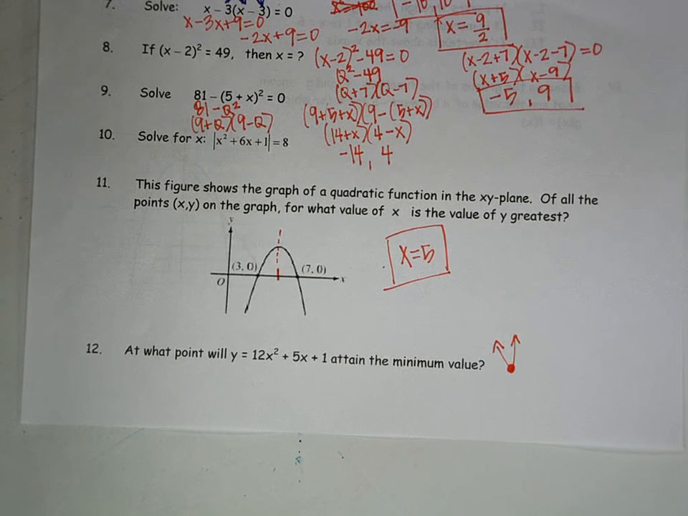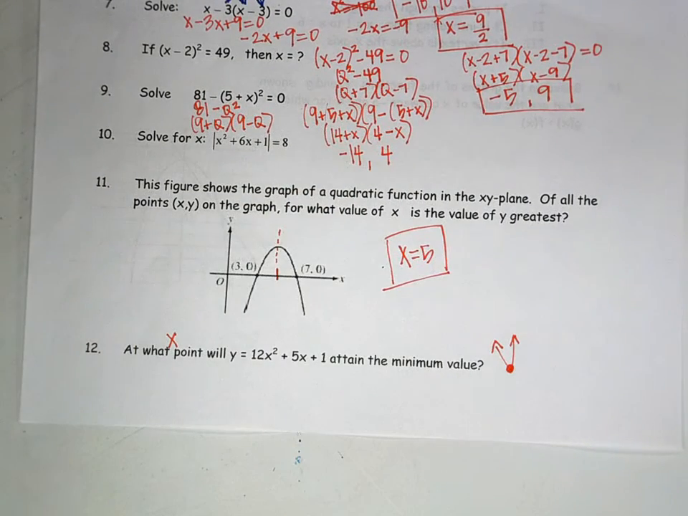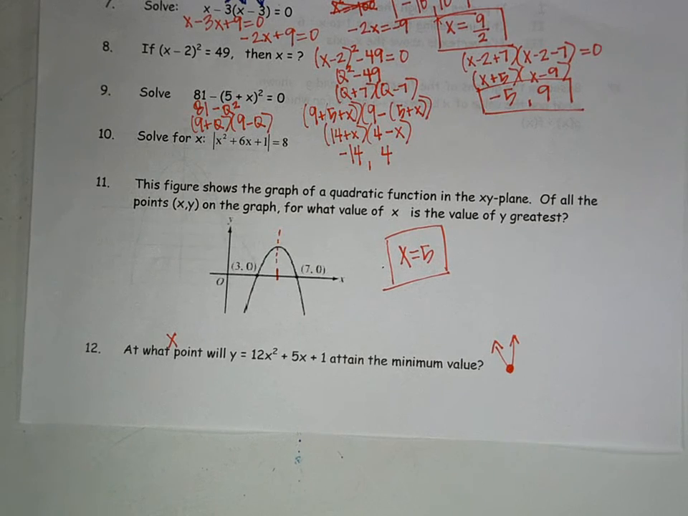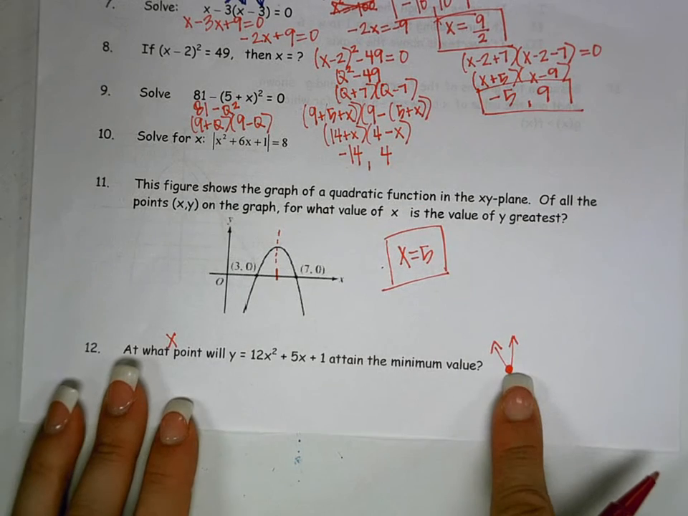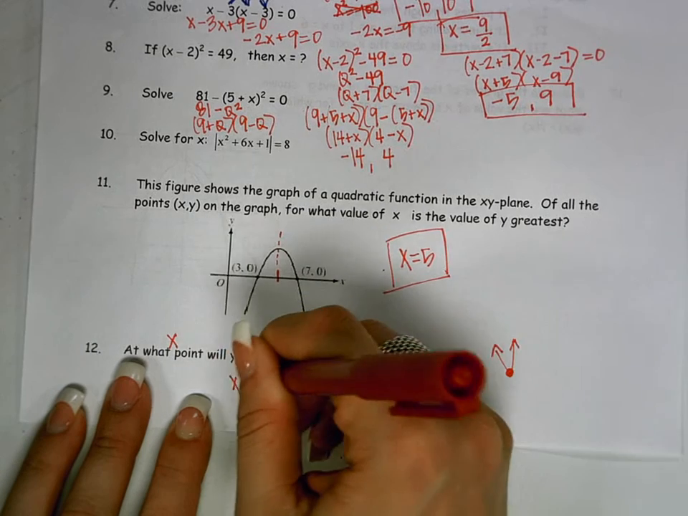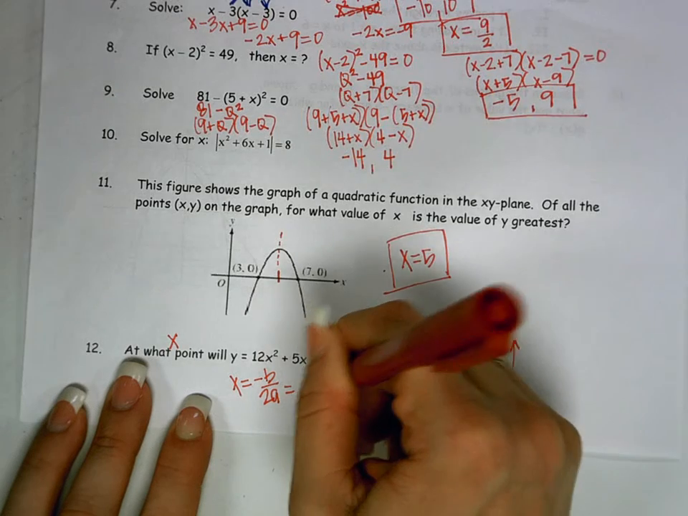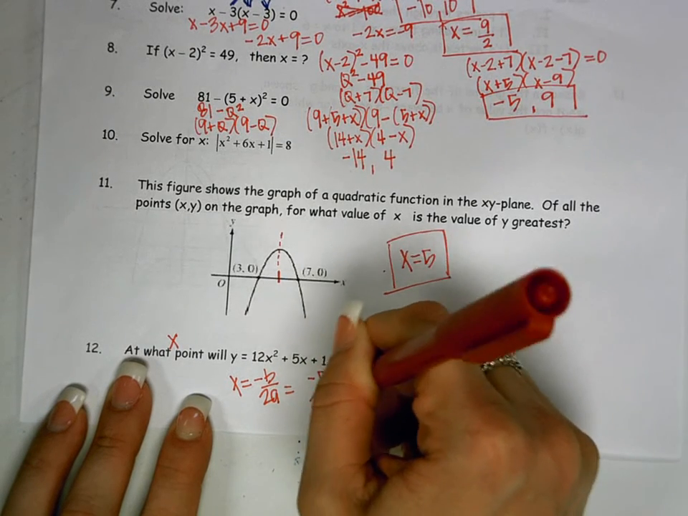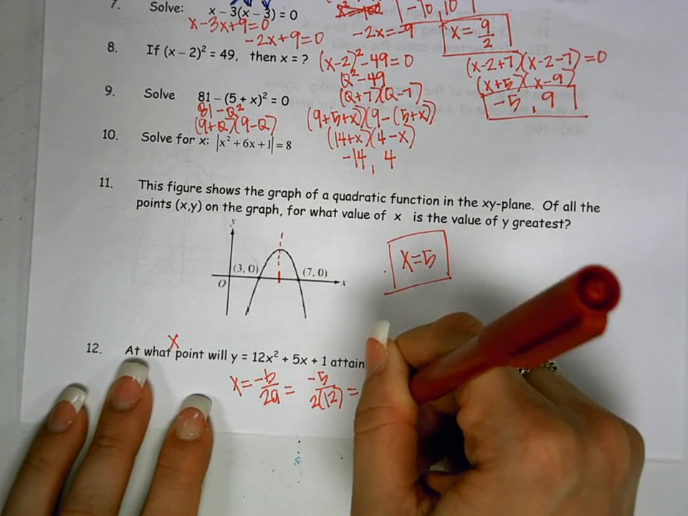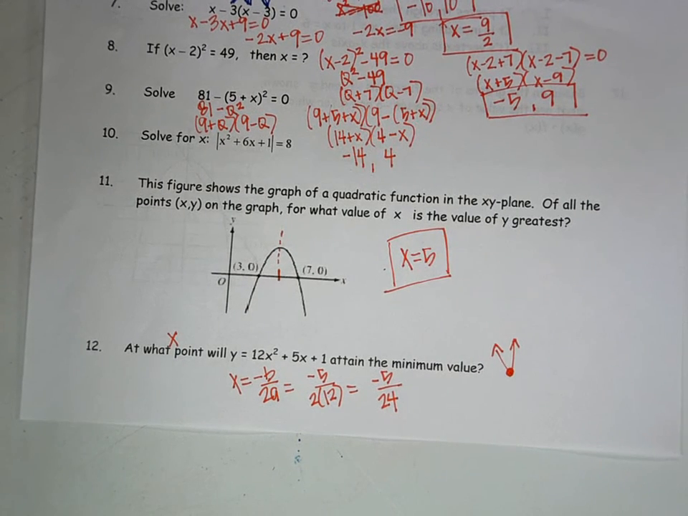So what do I really have to find here? I'm trying to find the vertex. Excuse me, this should ask at what x value will you get the minimum? So all you're really asking for is the line of symmetry or the x portion of the vertex. Go ahead and close that. So x equals negative b over 2a, negative 5 over 2 times 12 gives us negative 5 over 24. That's what we're looking for. Negative 5 over 24.